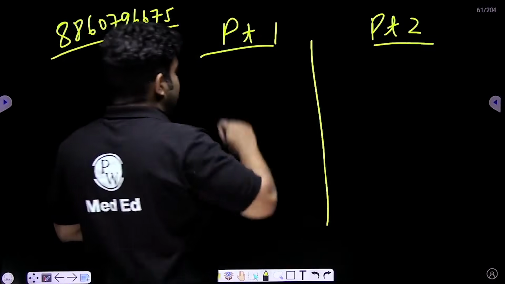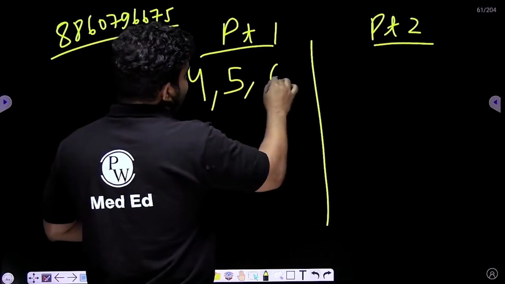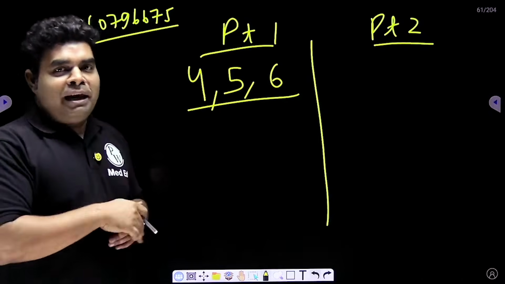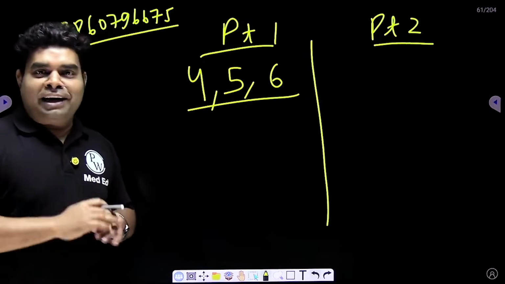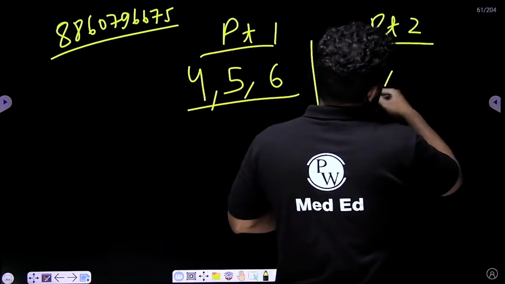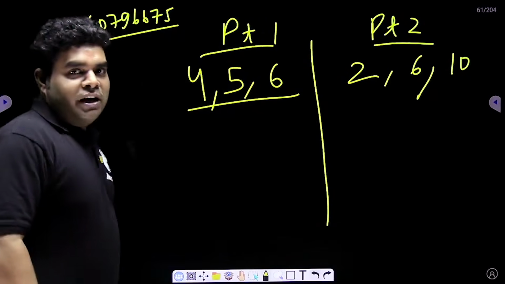So there are two patients. One patient said, sometimes at 4, sometimes at 5, sometimes at 6, whenever the neighbor's cock wakes up, mine also wakes up. So 4, 5, 6 a.m. And the second patient said, sir, sometimes 2 a.m., sometimes 6 a.m., sometimes 10 a.m. So this is two patients' data.